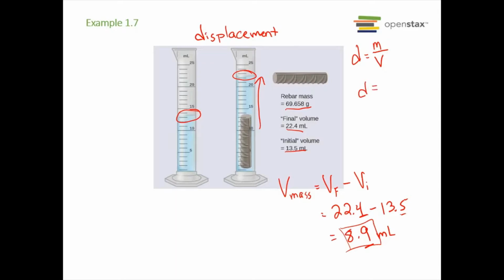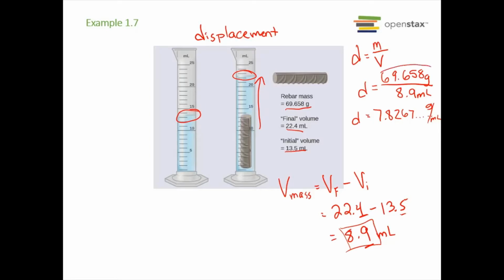So now to calculate our density, we're going to take our mass, which is 69.658 grams, and we're going to divide it by our volume, which we calculated to be 8.9 milliliters. Or cubic centimeters, whatever you want to call it. They're the same thing. And so we get now a density of 7 point and a bunch of decimals, right? Grams per milliliter. But how many sig figs should this final answer have?